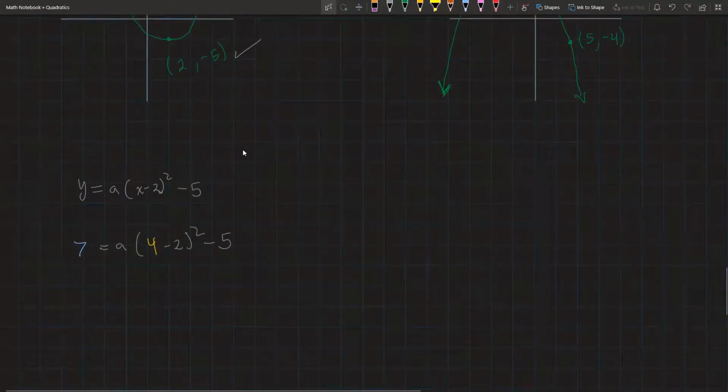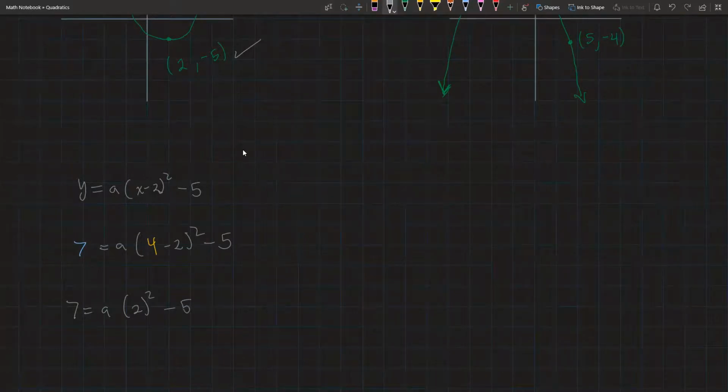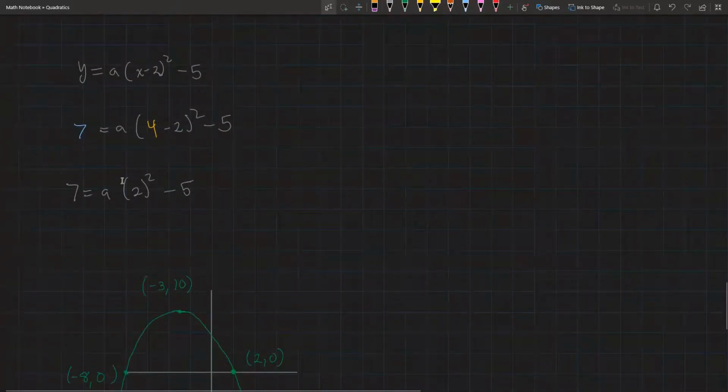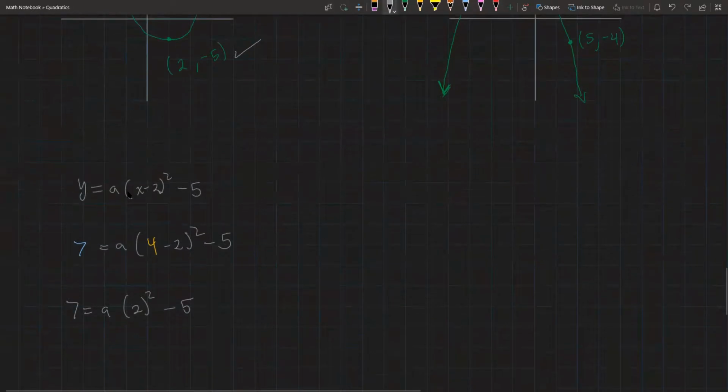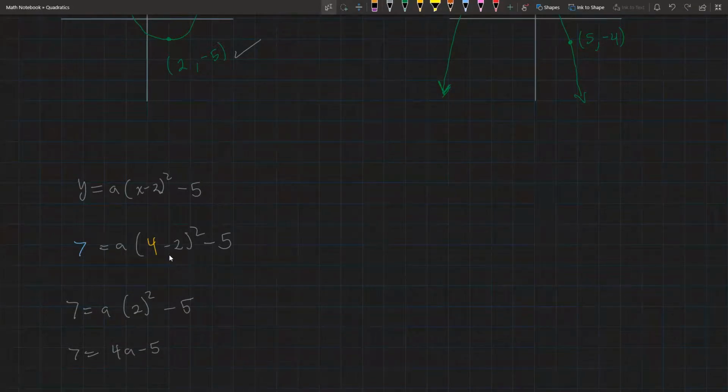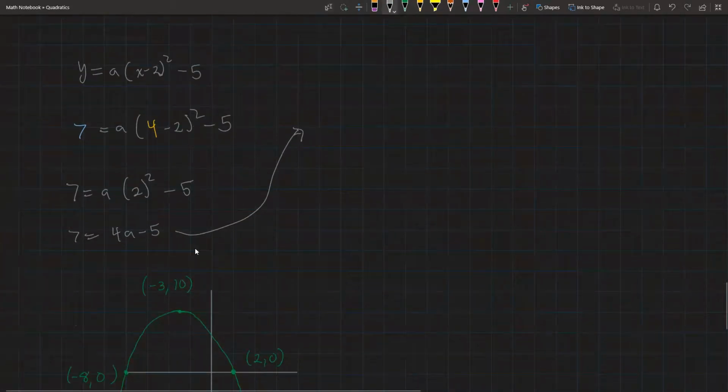And then we get 7 equals a times, what's 4 minus 2? It is 2 squared. And then minus 5. So hopefully you realize that this is 2. 7 equals 2 squared is 4. So 4a minus 5. We're going to bring that right here because we're running out of space. Let's separate that from the last problem down there.